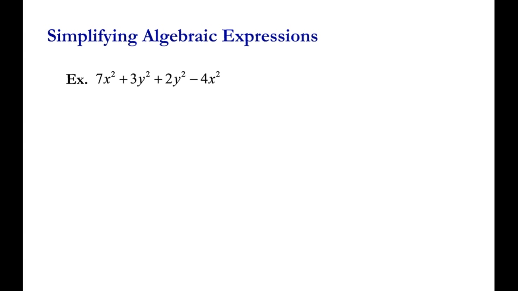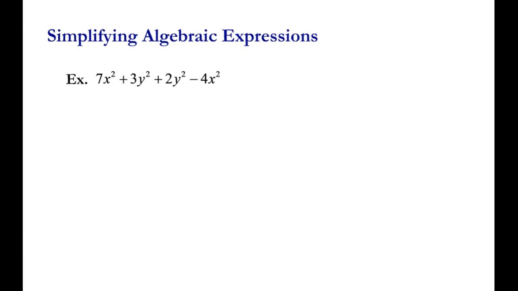Like terms are like x's can be added to other x's, and y's can be added to other y's. But x and y can't be added together. It's like apples and oranges, the analogy that's usually given. So when you're looking at an expression and you're just told to simplify it, you're basically looking for things that you can combine just to make it look a little simpler, shorter.